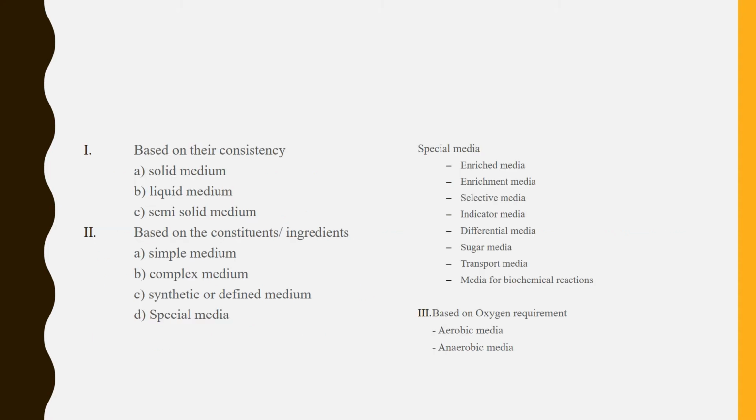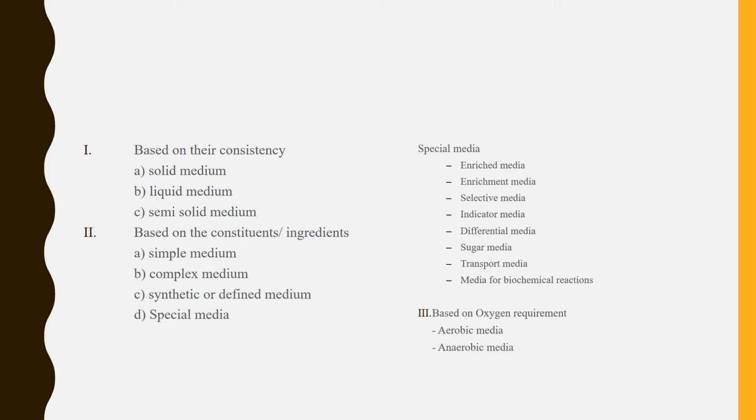So there are different types of medium. On the basis of their consistency, they can be classified into solid medium, liquid medium, and semi-solid medium, and on the basis of constituent or ingredient, they can be classified into simple medium, complex medium, synthetic or defined medium, or special medium. Special media are used for special purposes or special types of microorganisms.